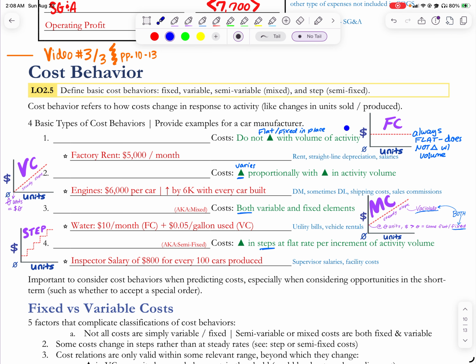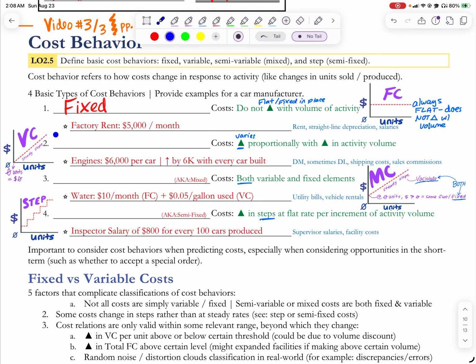So the first one is a cost that does not change with volume. It remains fixed or flat. It does not change when, say, the number of cars produced changes. So that is a fixed cost. Basically, it doesn't matter how many I produce. If I produce none, if I produce 10, my costs remain the same, flat across the board.